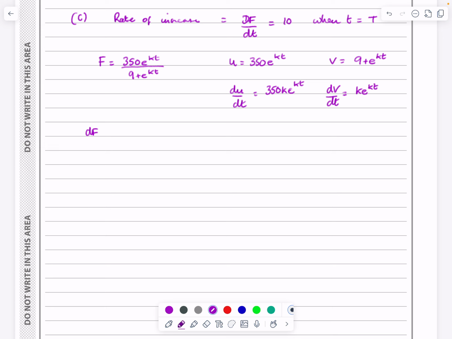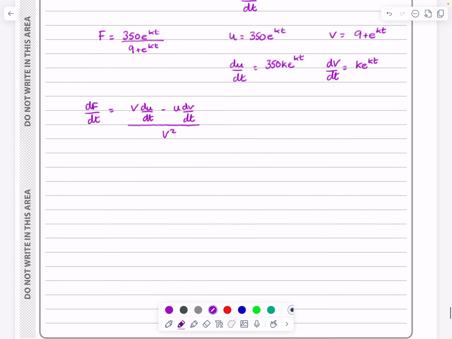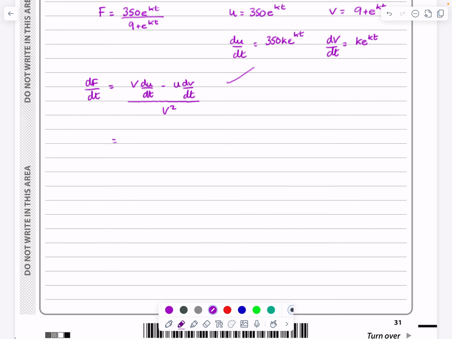So df by dt, I was trying to tell my students, write this down, guys: v du minus u dv, all over v squared, simply because it means you're more likely to remember that formula if you write it down every single time. For me, I'm less likely now to make a mistake in making substitutions if I've got it already written down for me.